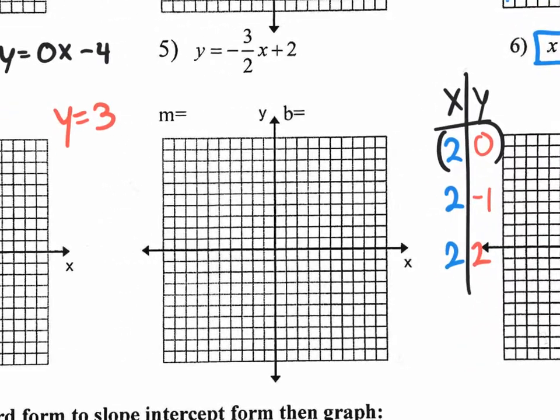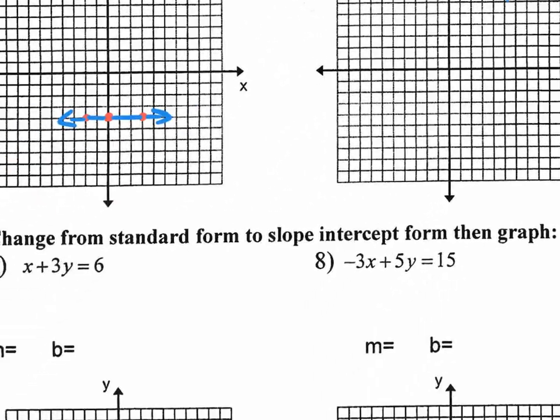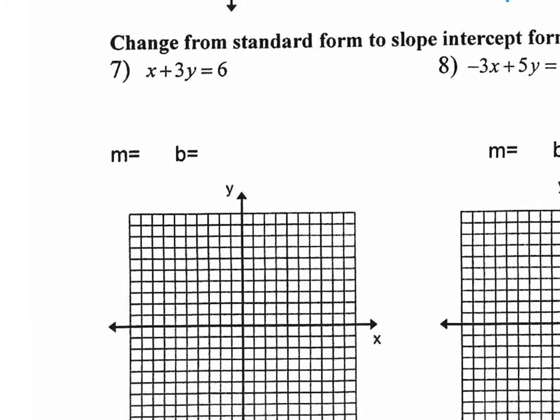Okay, what if they tell you to graph number 7? Well, first of all, in the instructions, they tell you change it from standard form to slope-intercept form, and then you graph it. Okay, I apologize for the different levels of volume that you're going to have on this one.